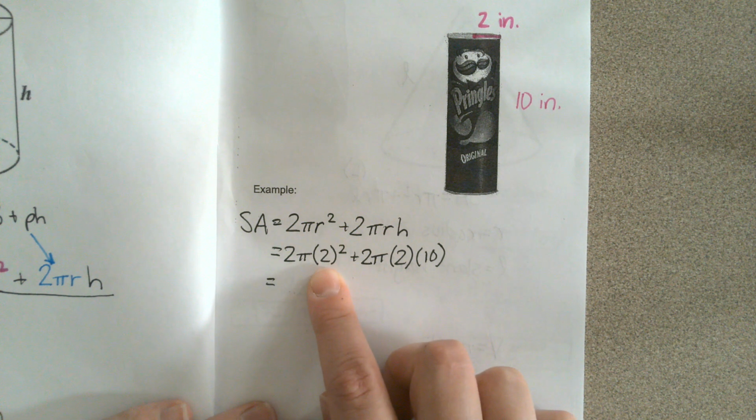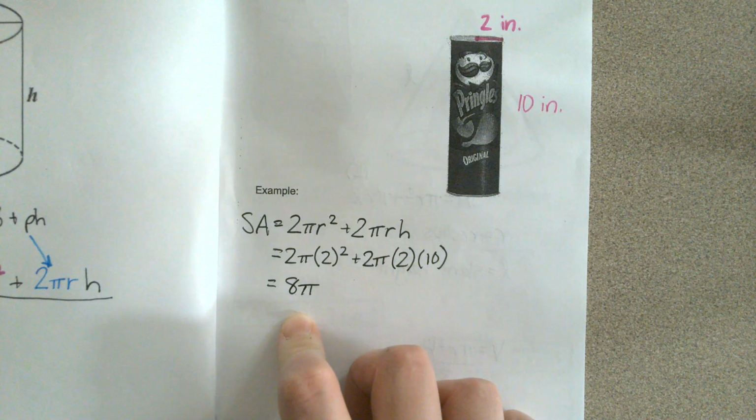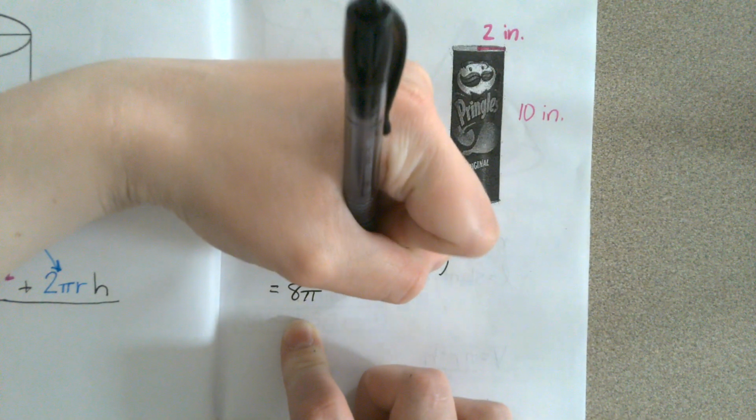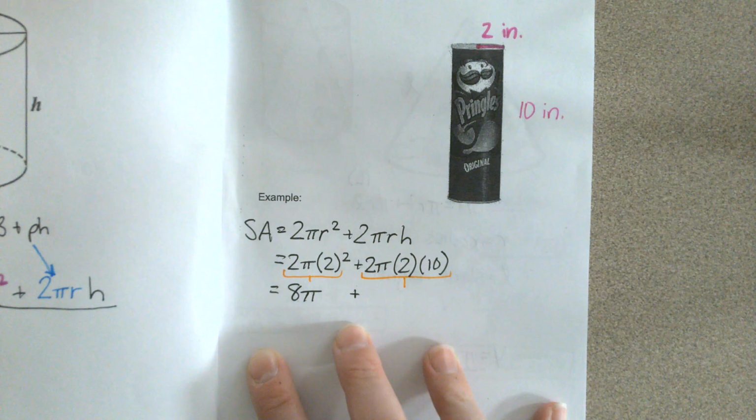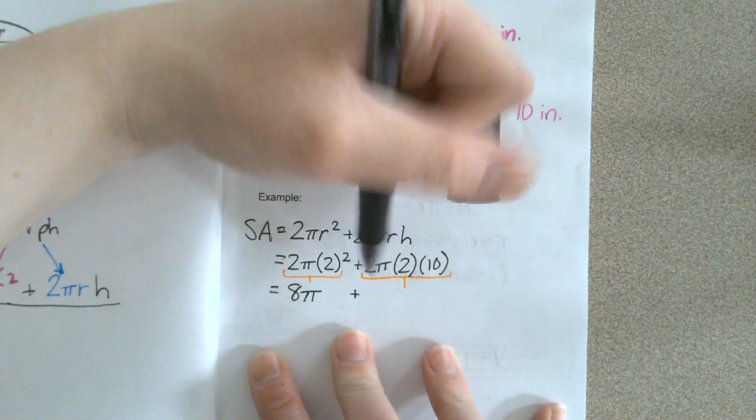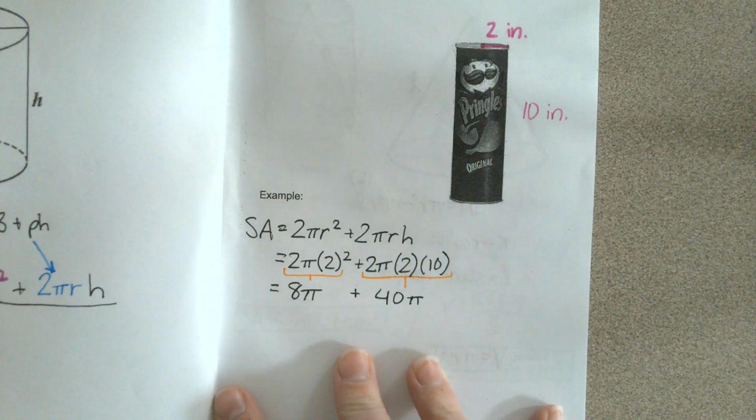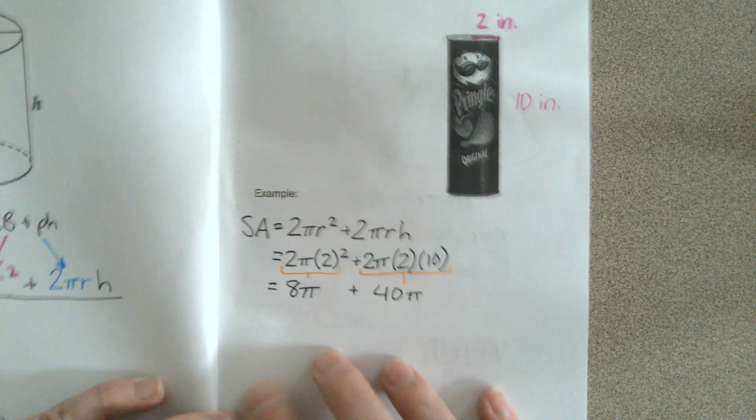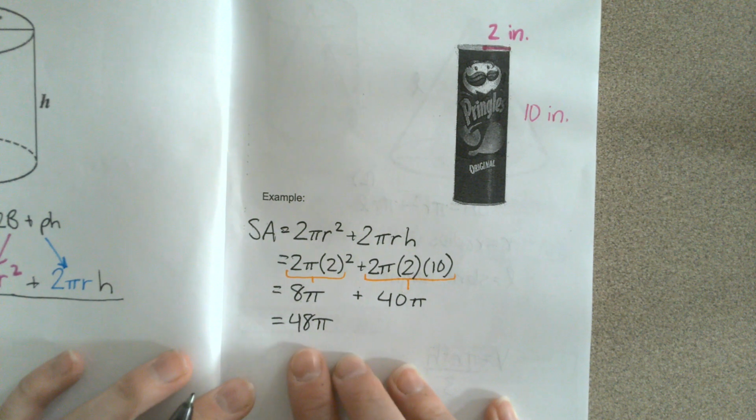So we need to square the 2 first because exponents come first. 2 squared is 4. 4 times 2 is 8. So I can rewrite this as 8 pi plus, and then I will rewrite this as well. 2 pi times 2 times 10, I'll just multiply the numbers. 2 times 2 is 4, times 10 is 40 pi. Now, these both have the pi symbol on it, so I can add these together because they are like terms to give me 48 pi. So this is my surface area.